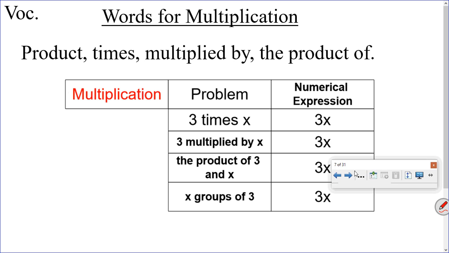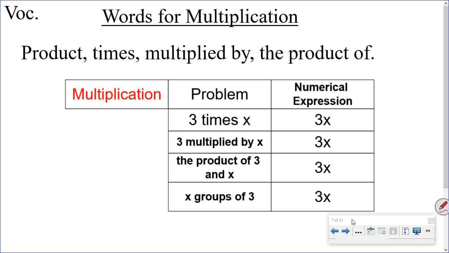Here are some words for multiplication that you should get familiar with. Times, multiplied by, the product of. Multiplication word problems usually look like this: 3 times x, the product, 3 multiplied by x, the product of 3 and x, groups of 3. All of that is written as 3x. And you may even see the word coefficient there. 3 is the coefficient, it's the number being multiplied by the x. So those are words for multiplication.